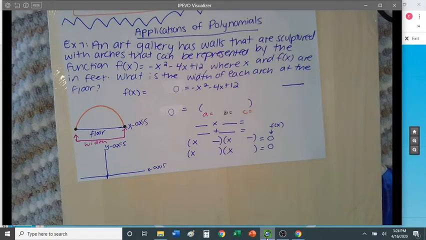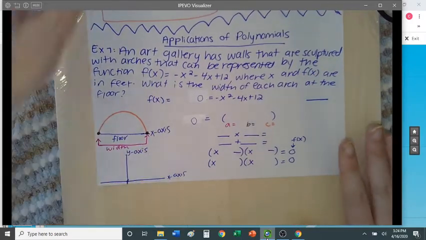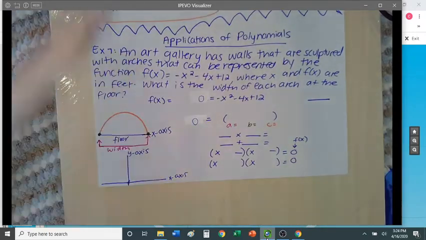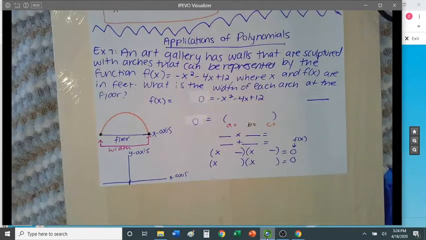Woo! I don't think I can zoom in anymore. Let's see. No, that's way too zoomed in. Okay, sorry, guys. You'll just have to deal with the smaller picture.